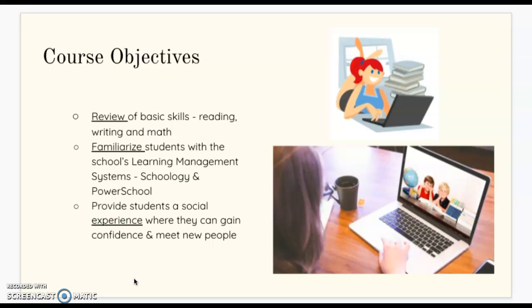Basically, the big umbrella for Cougar Prep, and again, what you would want to include in your online design for any class, is a set of course objectives. So these are kind of the themes for your course and kind of the driving beacon, if you will, of what you're trying to accomplish via your class or course. And so Cougar Prep is going to be a review of basic skills, reading, writing, and math. It will serve to familiarize students with the school's learning management systems, Schoology and PowerSchool. And probably most important for a teenager is to provide students a social experience where they can gain confidence and meet new people.